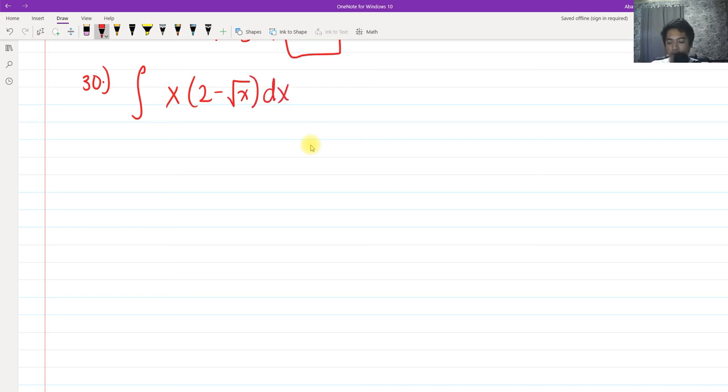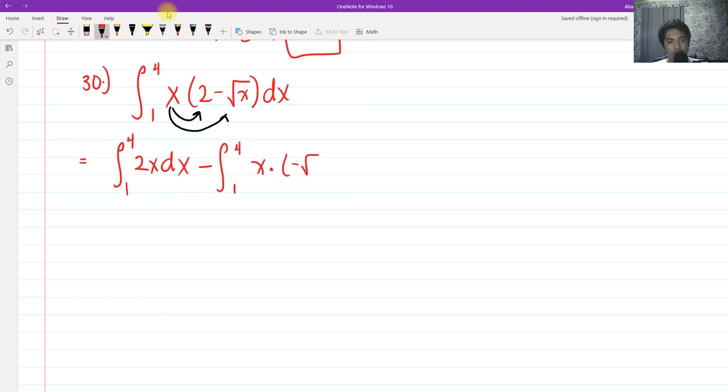Evaluated from, I think that's 1 to 4. Okay. So we are going to distribute this so that we can evaluate the integral. So we have the integral of 2x dx from 1 to 4. Then we have minus the integral from 1 to 4 of x multiplied by negative square root of x dx.